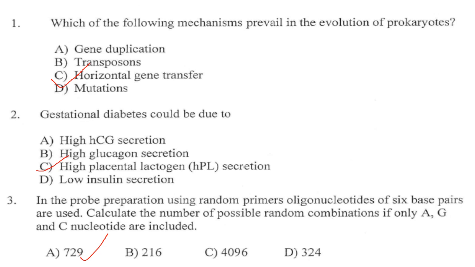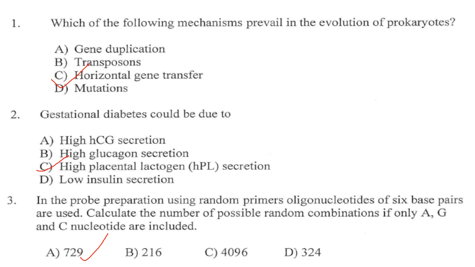Coming to the first question, which of the following mechanisms prevail in the evolution of prokaryotes? So it is horizontal gene transfer that is prevailing. What is horizontal gene transfer? It is the movement of genetic information between organisms, and in prokaryotes there are three types, that is conjugation, transformation and transduction. So evolution of prokaryotes is through horizontal gene transfer.